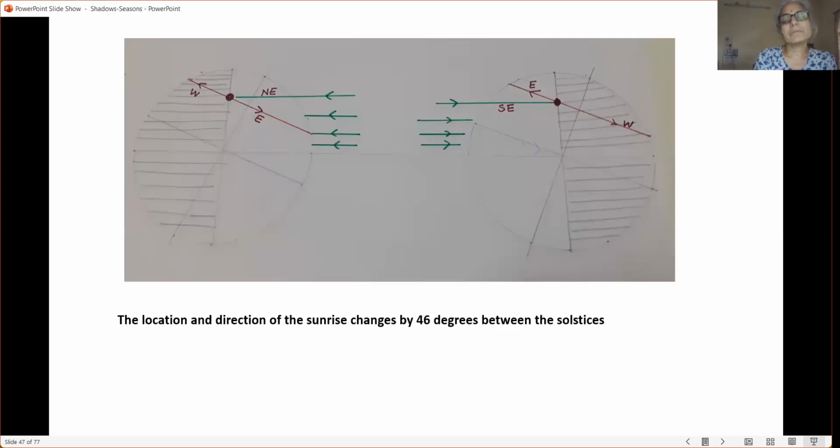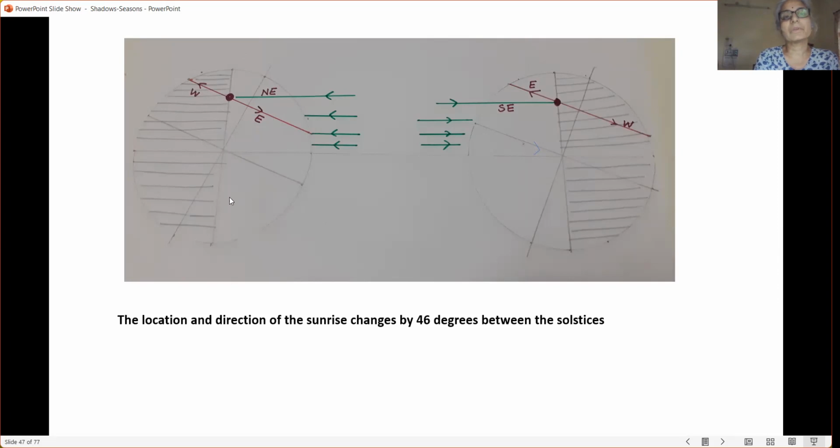And this is about the direction of the sunrise. The first thing we saw in our lesson was we went out and observed the location where the sun rises. The spot where the sun rises is not always in the east. So we saw that in winter the sun rises in the southeast, and in summer it rises in the northeast. So this diagram explains why that happens.